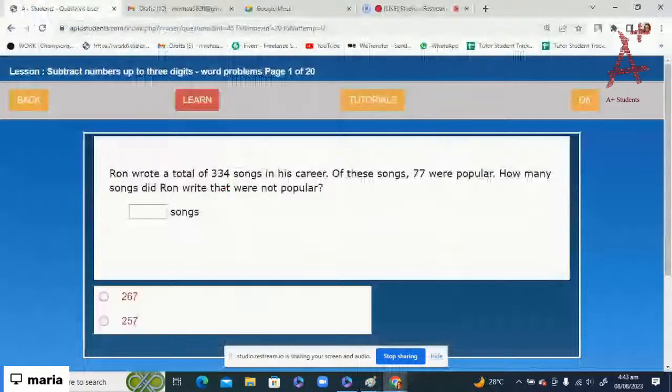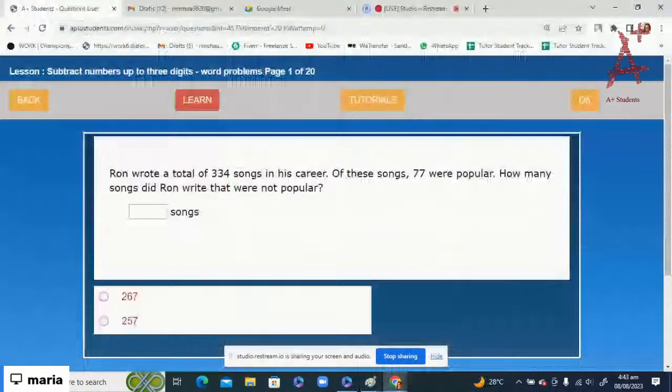The total is given, the number of popular songs is given, the number of unpopular songs we just need to find. So simply, if the total is given and one part of the total is given and they tell you to find the remaining part, you just simply subtract. Always, this is the rule, this is the method. So here is 334 minus 77. You just need to solve this question by using the subtraction method and then write your answer here. Just check option A or option B.